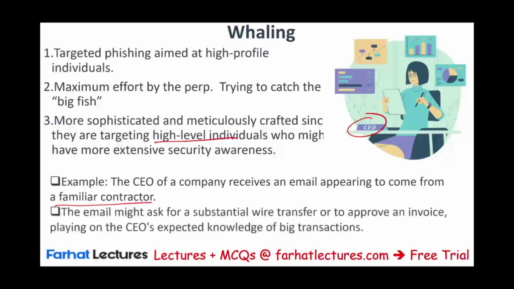Also, you have to know that they have a business with this contractor currently. So the email might ask the CEO for a substantial wire transfer or to approve an invoice. Why? Because we do business with them. That's normal. Playing on the CEO's expected knowledge of big transactions, and for example, the amount will be above the limit.